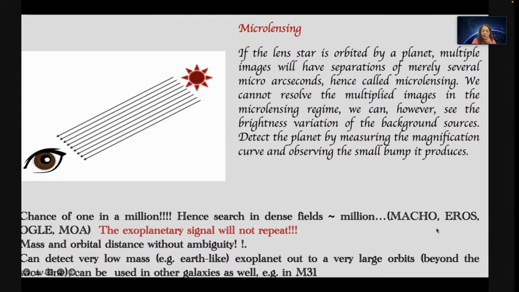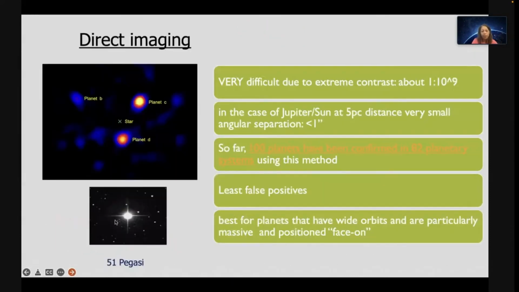It has been used by various surveys, the Macho, Eros, and Ogle surveys, which actually look for it. It can detect mass and orbital distance without ambiguity, can detect very low mass exoplanets, and it can also be used for looking for exoplanets in other galaxies, for example, in M31.